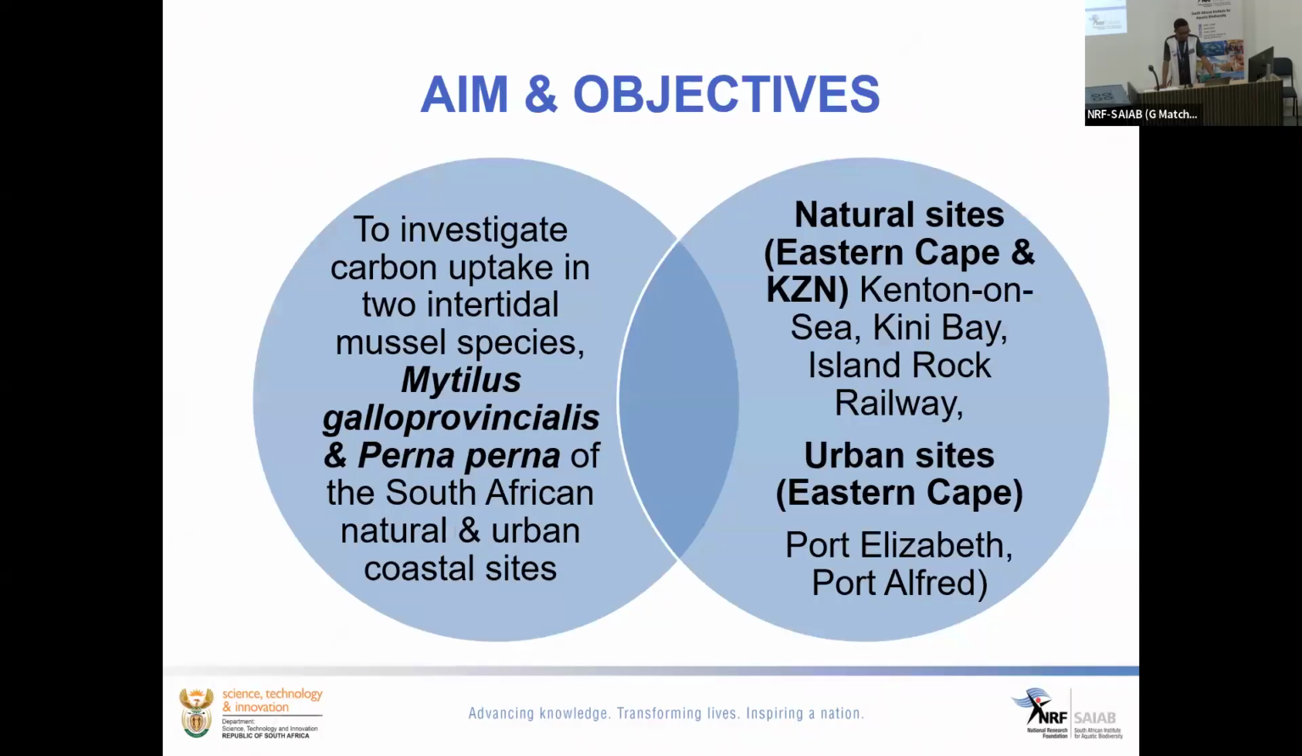So this is where my research comes in. The aim of my research is to investigate carbon uptake in two intertidal mussel species, Mytilus galloprovincialis and Perna perna, on the South African coastal regions, focusing on both natural and urban sites. So I have sites from the Eastern Cape as well as sites from KZN. That's where the sampling will take place.